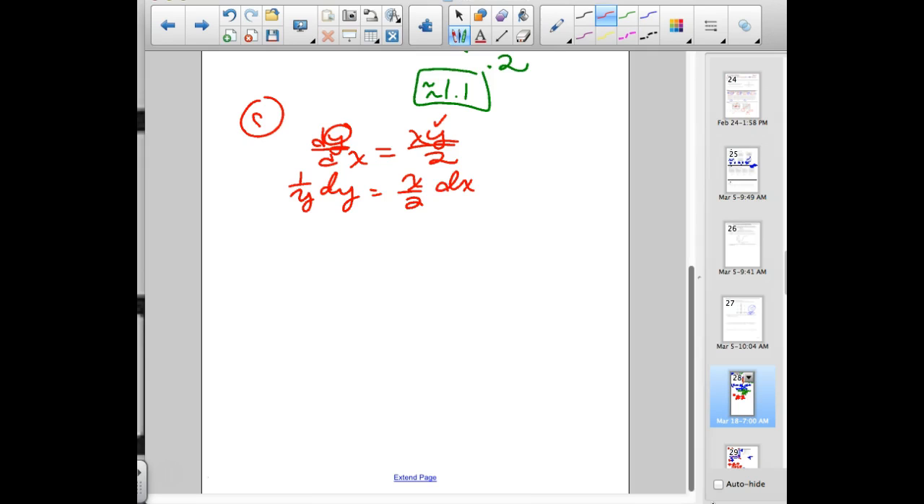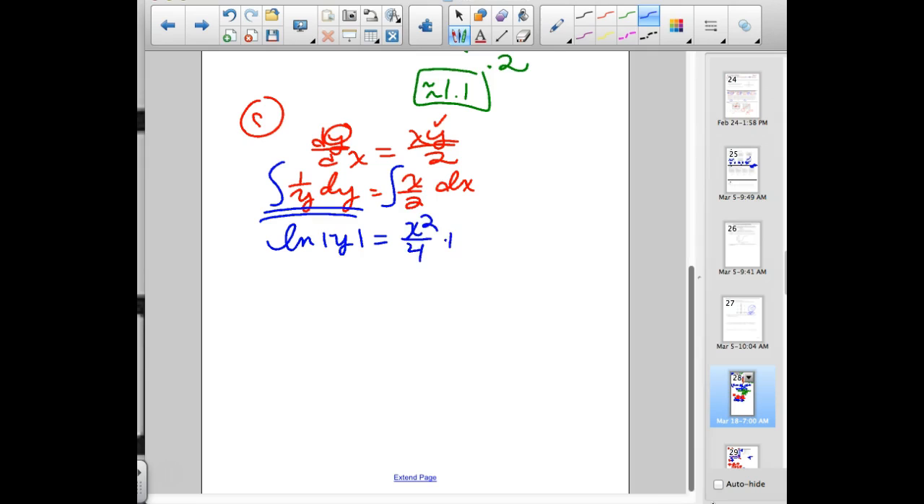Once I've separated, Sammy N, what do I do? I what? Integrate or anti-differentiate will work. Okay, Colin, what's the antiderivative of 1 over y dy? Awesome, you guys are really good at this. Ln, absolute value of y. John, what's the antiderivative of x halves? X squared over what? Over 4, yep.